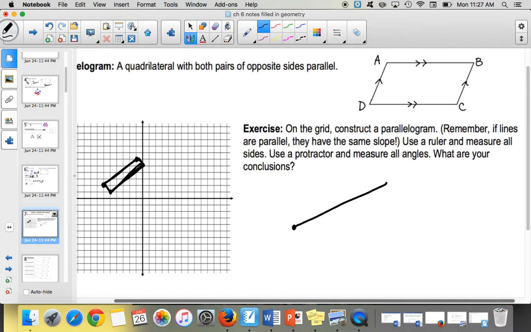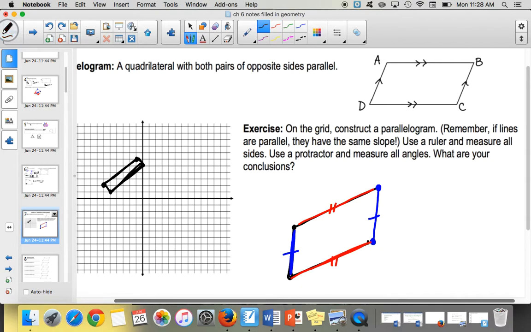So if I have a parallelogram, I'm trying not to draw it like a rectangle. What do you think is true about this side and this side? So we said that they're parallel to each other. Anything else that we think is true? They're the same length. Okay, they'll end up being the same length. What do we think about these two sides? They're also the same length, okay?